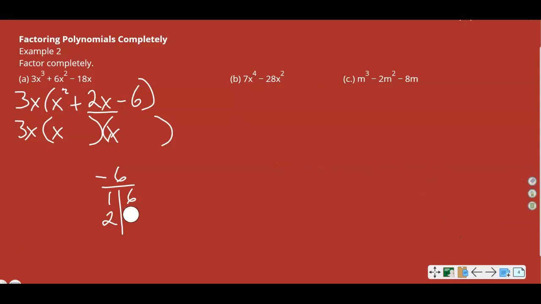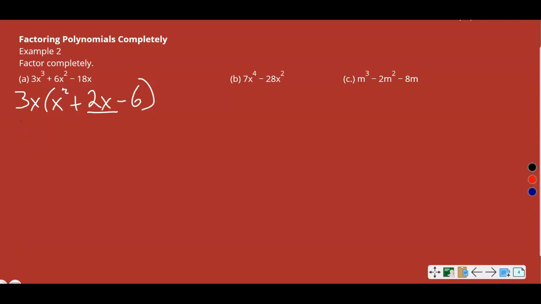So when I get to the first step, I should always check to see if it will factor further. But in this case, the first step is as far as you can go. So factored form would be 3x times x squared plus 2x minus 6.